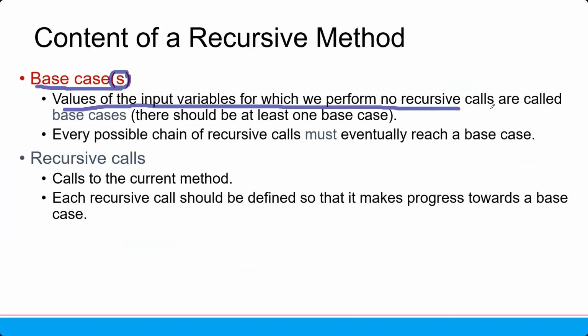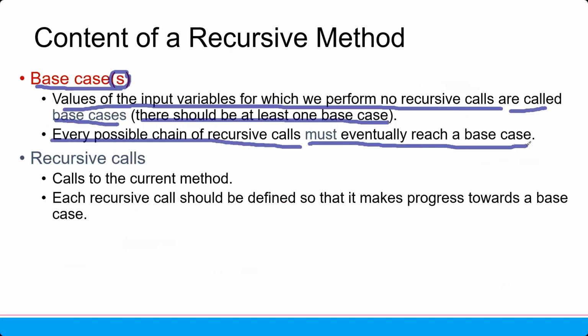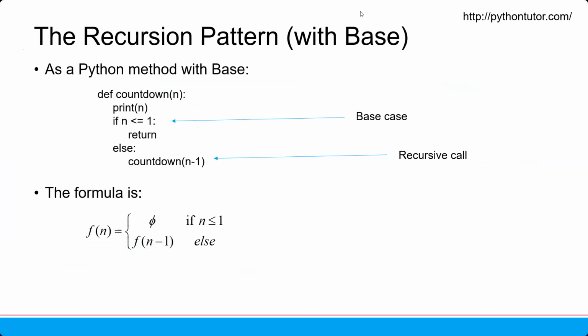Values of the input variable for which we perform no recursive calls are called base cases. There should be at least one base case. Every possible chain of recursive calls must eventually reach a base case. It means if I have this countdown, let's say I put 3 when n equals 3. I need to know what the base is. Let's say I want to print only numbers higher than 1. Then the base is 1. If the number is less than 1, then stop. So that is the meaning of base.